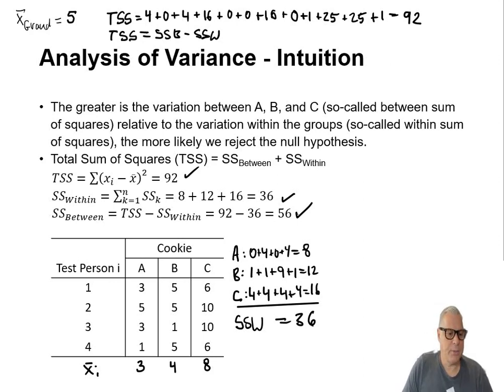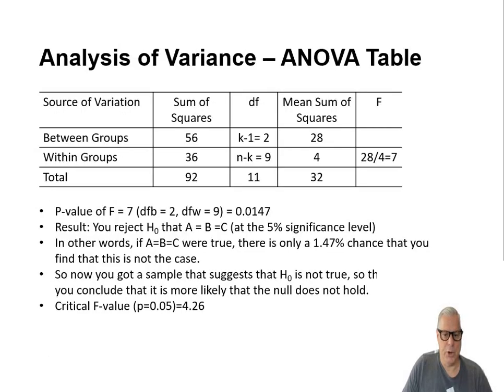Okay, so this is how we calculate it, and what we do next is we summarize that in an ANOVA table. And so what we do is we start with the sources of the variation. Between the groups we have 56. Then within the groups we had 36. And then the total sum of squares is 92. So 56 plus 36 equals 92.